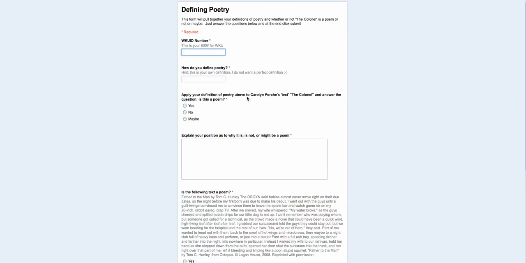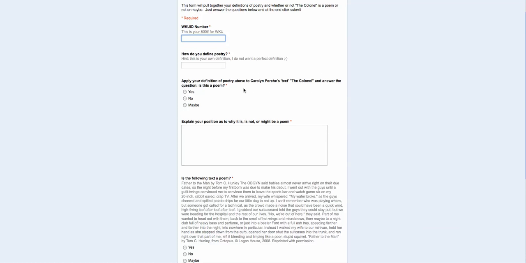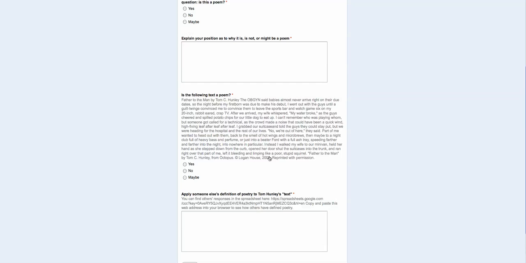They have to apply their definition of poetry to Carolyn Forshay's text, The Kernel, and then they have to explain why it might not be a poem. Then I asked them about a poem by one of my colleagues, Tom Hundley, which I transformed from a poem into text form. And they have to tell me which is very similar to Carolyn Forshay's poem, The Kernel. It's a prose poem. Then they have to tell me whether or not they think that's a poem.